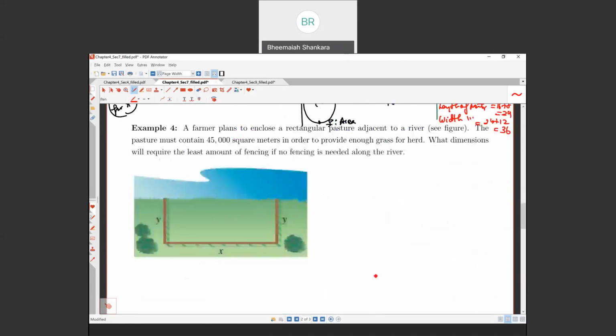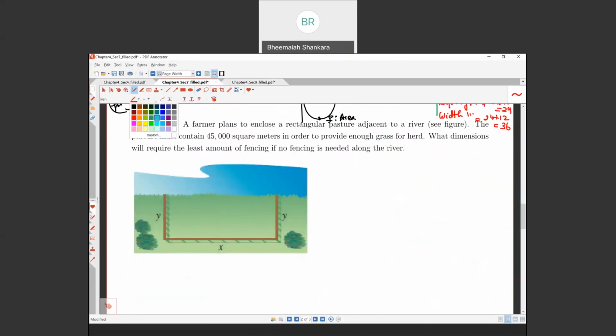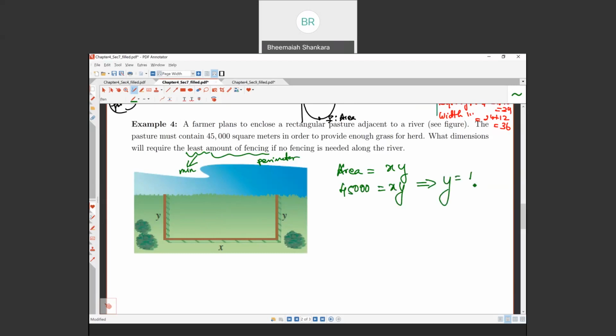In the next example, a farmer plans to enclose a rectangular pasture adjacent to the river, and the pasture contains 45,000 square feet in order to provide enough grass for the herds. What dimensions will require the least amount of fencing if no fencing is needed along the river? When it comes to amount of fencing, you have to understand that it's the perimeter. And you see the words least amount, which means you're minimizing the perimeter.